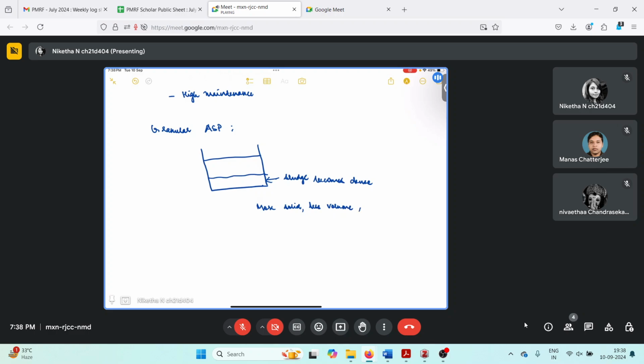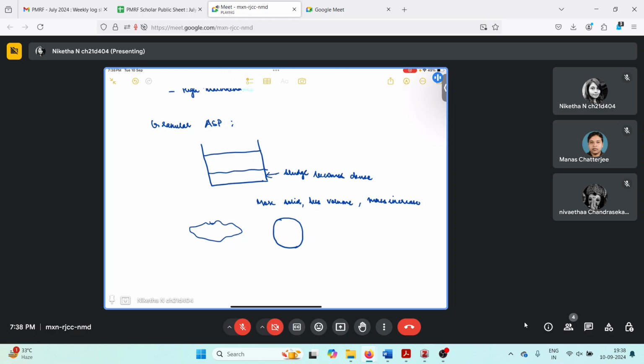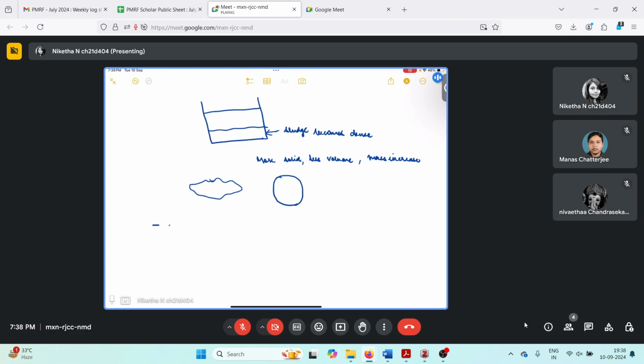So, obviously, when there is less volume, then the mass is going to increase. So instead of regular sludge, which is going to be very liquidy and have a high volume, we are going to get a dense and compact sludge, which requires very less volume. So this will save a lot of time. I'll tell you why. And also the cost.